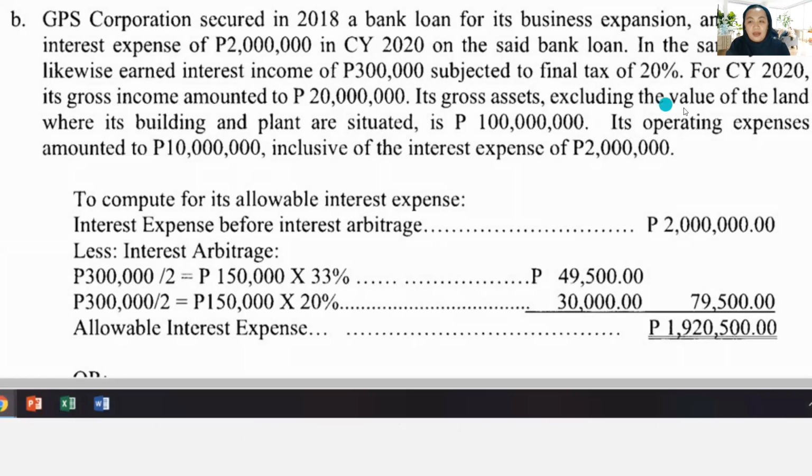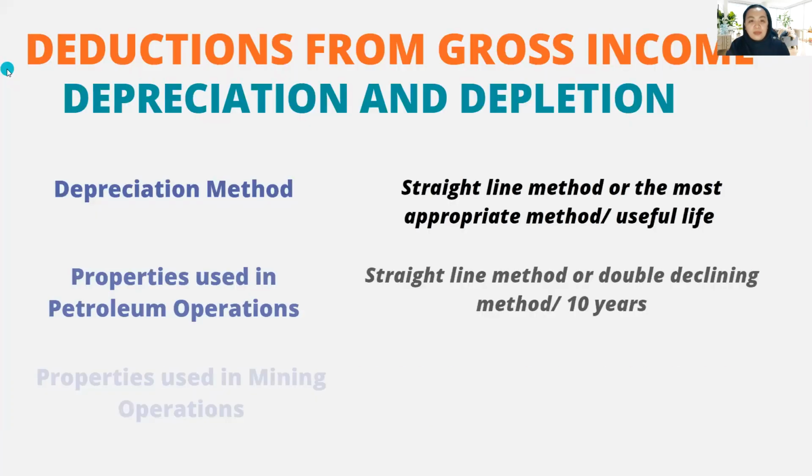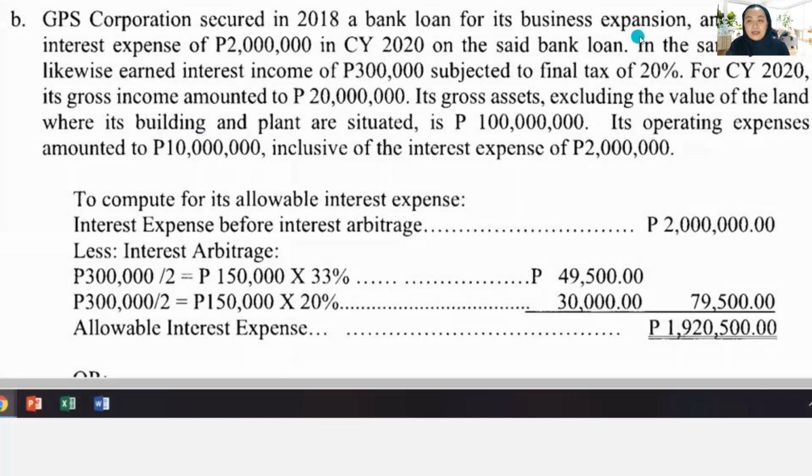Okay, let's go to an illustration. So GPS Corporation secured in 2018 a bank loan for its business expansion and incurred interest expense of 2 million. Okay, in the same year, it likewise earned an interest income of 300,000 subject to final tax of 20%.